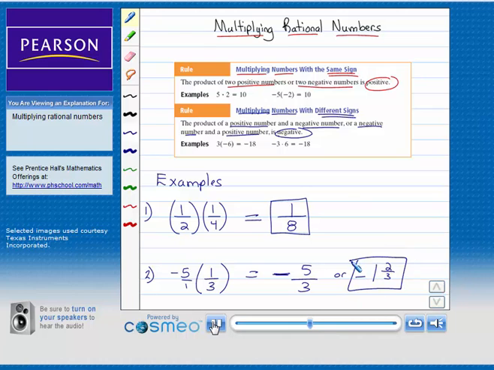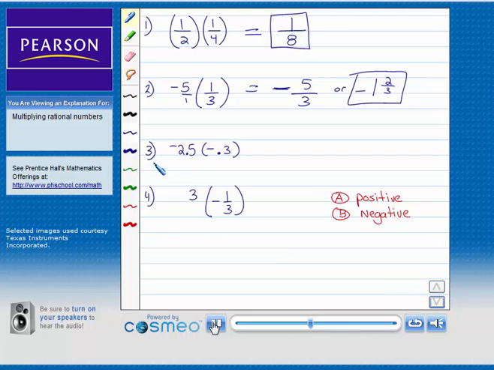So let's go ahead and finish with some more examples. For number 3, I'm multiplying two decimals. They're both negative, so therefore I know I'm going to get a positive answer. So when I multiply a negative 2.5 times a negative 0.3, I'm going to get a positive 0.75.